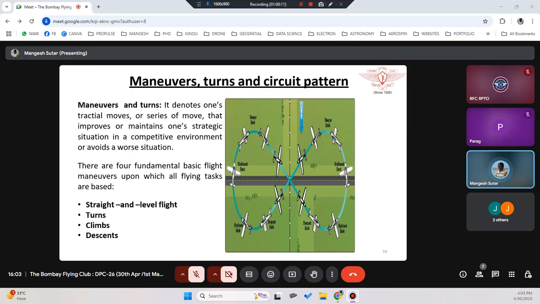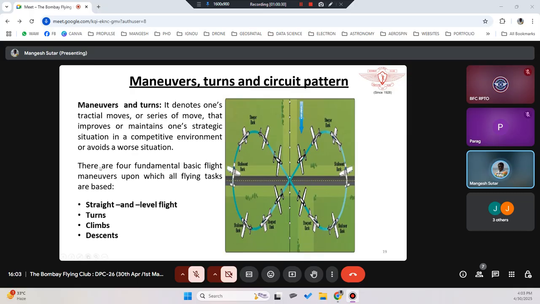Then I will tell you, okay, do the right square using only pitch and yaw, or only using pitch and roll, that kind of thing. So I will tell you what is to be done and how it is to be done. Accordingly you have to fly the drone. These are nothing but what are called maneuvers, turns and circuit patterns.